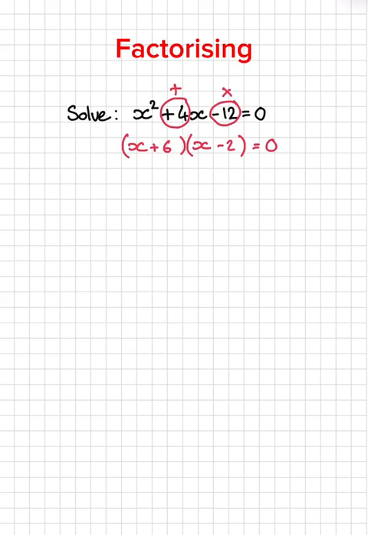Now once you've factorised into brackets, you're going to want to set each bracket individually equal to 0. So the first bracket would be x plus 6 and make that equal to 0. The second bracket, x minus 2, and make that equal to 0. So what you want to do now is just solve these 2 mini linear equations. So the first one, we're going to take away 6 from each side and we'd get x equals negative 6. And on the second one, you're going to add 2 to both sides and you'd get x equals 2. So there are the 2 solutions, x equals negative 6 or x equals positive 2.